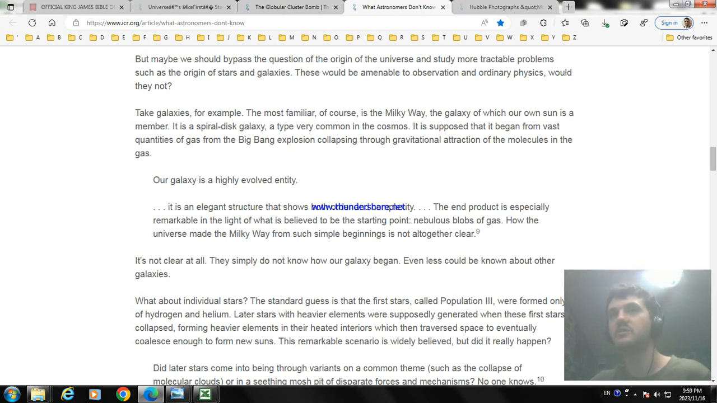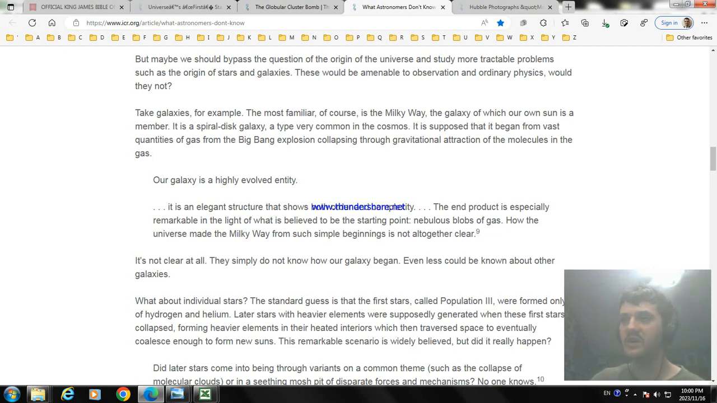as vast quantities of the gas of the Big Bang explosion, collapsing through gravitational attraction of the molecules in the gas. Our galaxy is a highly evolved entity. It is an elegant structure that shows both order and complexity.